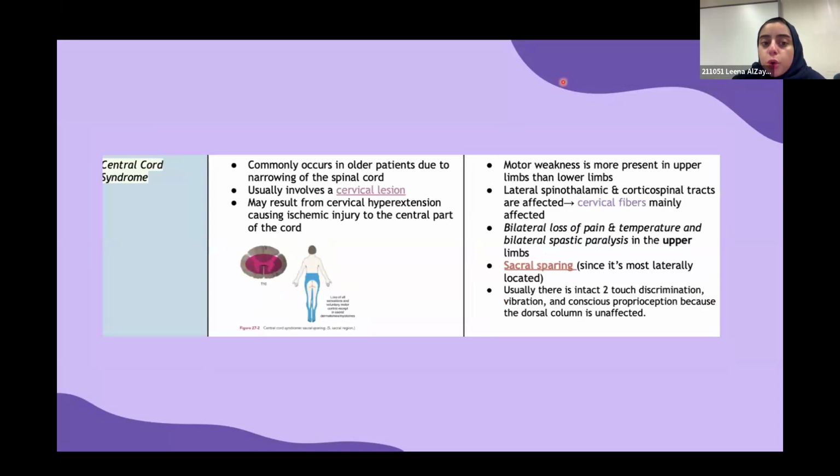Okay, then we have central cord syndrome. The highlight, and I highly recommend that you think of the keywords here, is that it's common in older patients, and it's usually due to an injury of hyperextending the neck. So you're hyperextending the cervical region. For example, imagine hitting your neck so hyperextended that you'll have an ischemic injury to that area, and so you will have a problem in the cervical area. So it usually happens in older patients, with cervical hyperextension causing ischemic injury in the central part of the cord. So what are the symptoms?